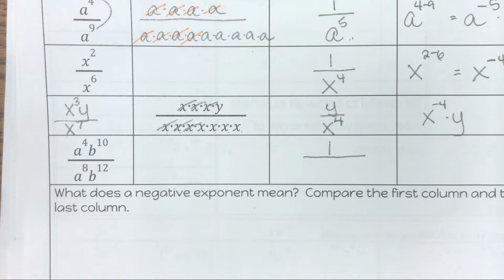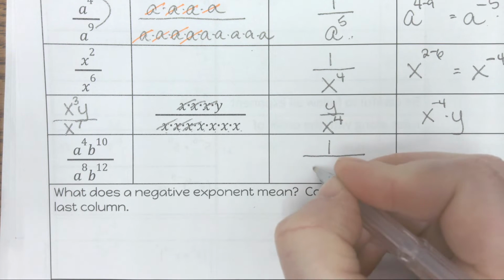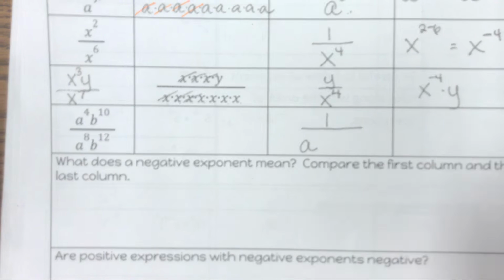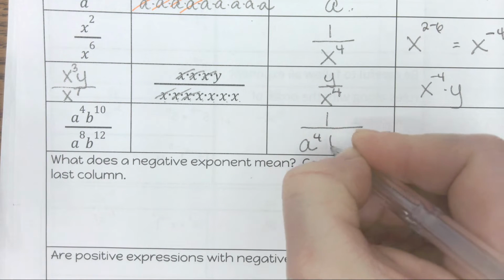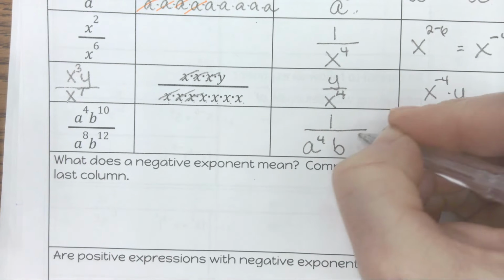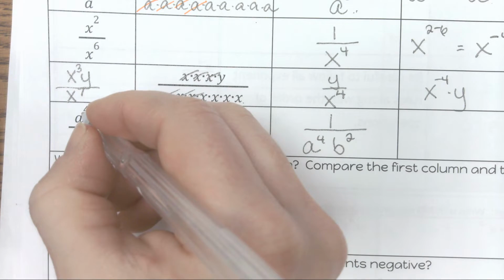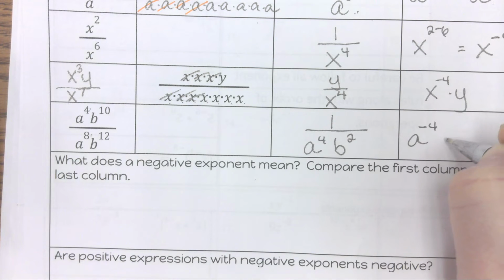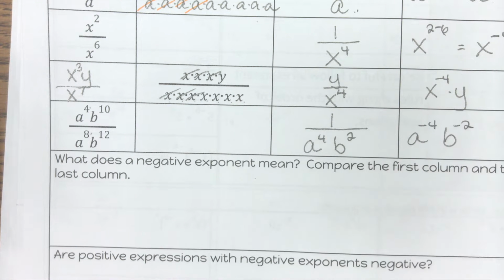Okay, I started it out here. Everything cancels on the top. On the bottom, you're left with a to the what? 4th, and b to the 2nd. With your subtraction rule, 4 minus 8, this is the same as a to the negative 4th, b to the negative 2nd.